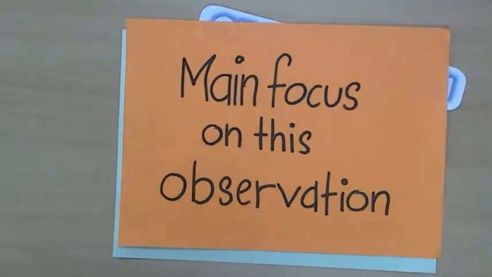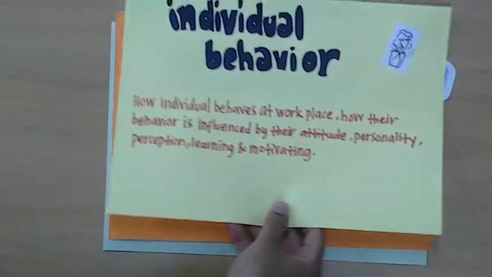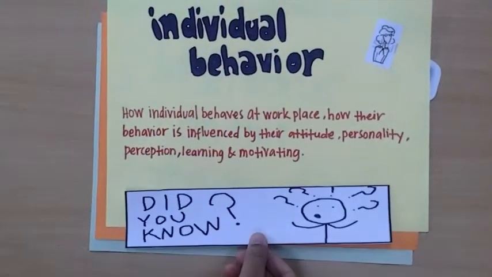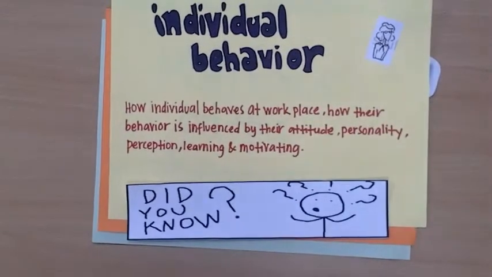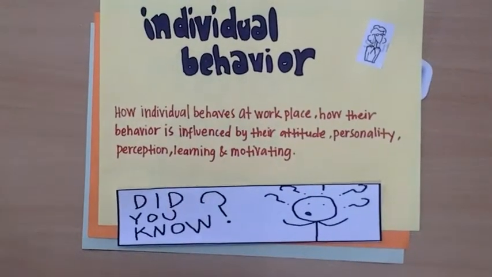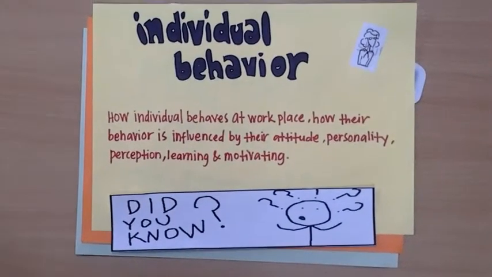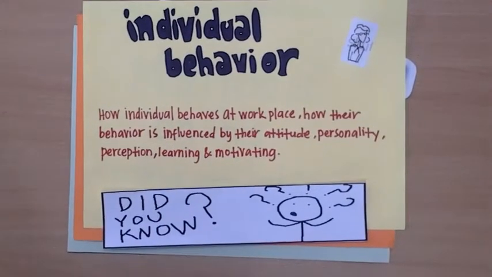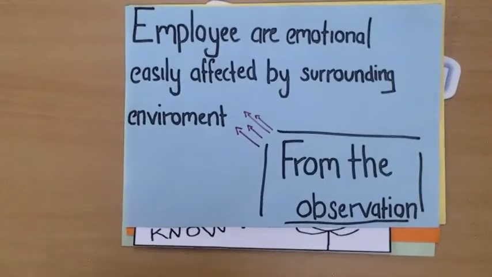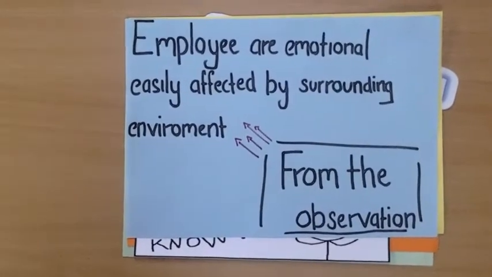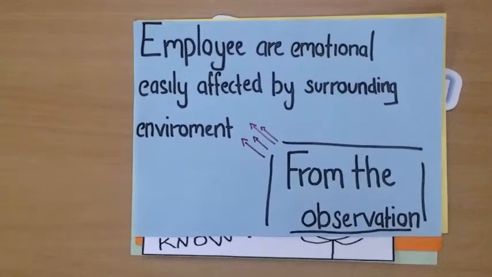Observation 1. The main focus of this observation is individual behavior. Do you know what individual behavior is? Individual behavior is how individuals behave at the workplace, and how their behavior is influenced by their attitude, personality, perception, values, and more. From the observation, employees are emotional as they are easily affected by the surrounding environment.